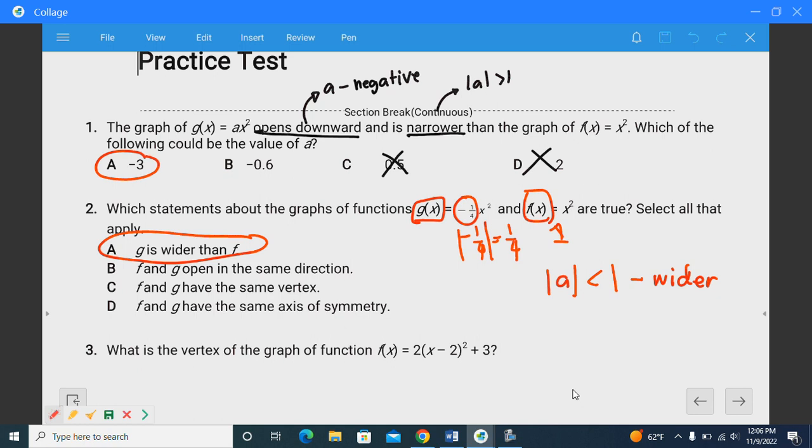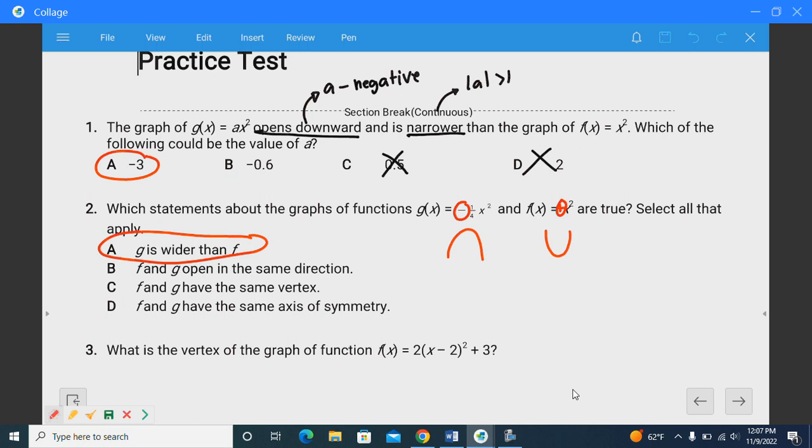How about B? It says F and G open in the same direction. Now, how are we going to know the direction of the parabola? It should have the same sign. Here our a is negative and here our a is positive. If a is negative, it's opening downward, and if it's positive, it's opening upward. So they don't have the same direction.